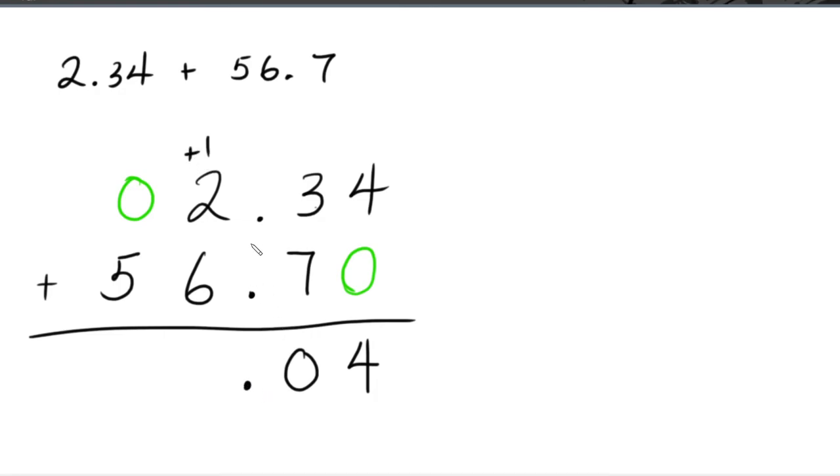Bring your decimals straight down. And then we go 6 ones plus 2 ones plus 1 is going to be 9 ones. And then 0 ones plus 5 ones is going to be 5 ones. So when we add decimals, all we're doing is lining them up by their decimal place and then adding, as we would normally add whole numbers. So when we added 2 and 34 hundredths with 56 and 7 tenths, we got 59 and 4 hundredths.